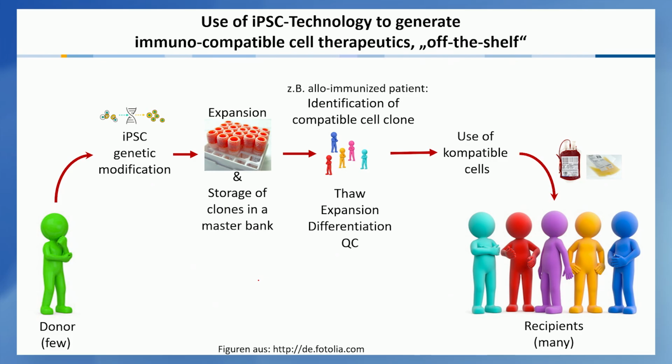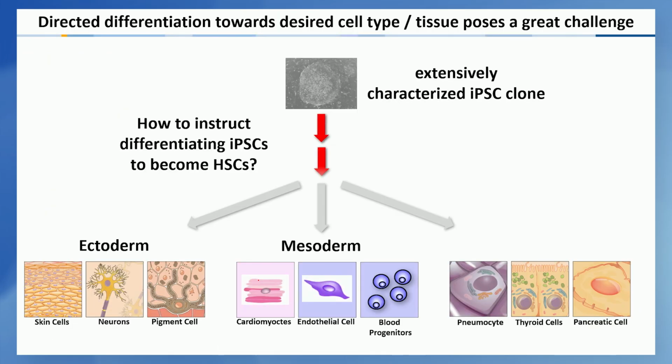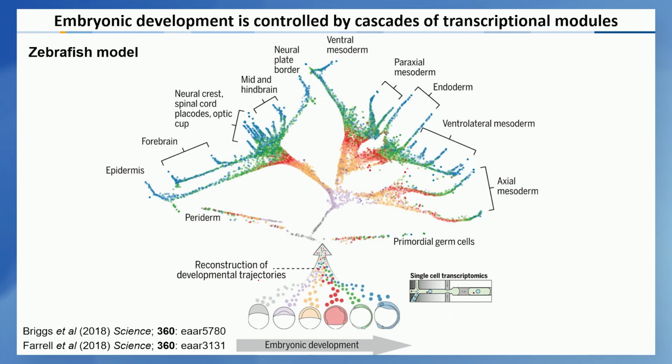And use those cells for the recipients. So you have one donor or a few donors which can be used for many, many recipients for an off-the-shelf product. The challenge we have now is not to reprogram cells to iPS cells, but to direct the differentiation of those cells towards the cell type we want to have.